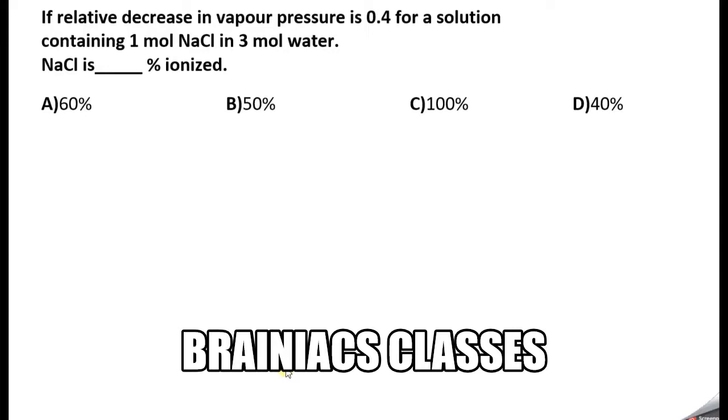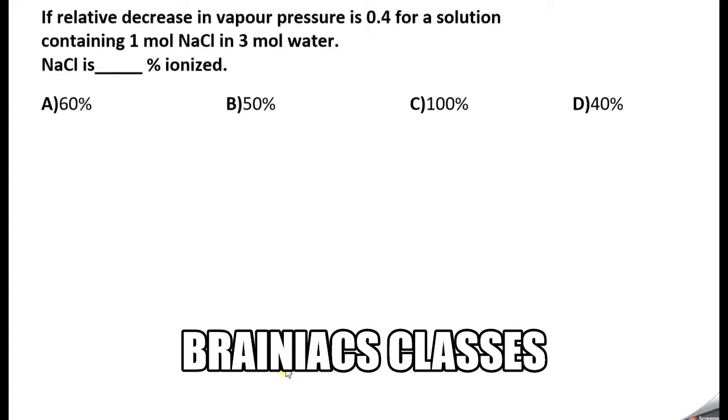So we have a good question in front of you. I hope you could see the question. I will just read the question. If the relative decrease in vapor pressure is 0.4 for a solution containing 1 mole of sodium chloride in 3 mole of water, NaCl is dash percentage ionized. So this is the question.